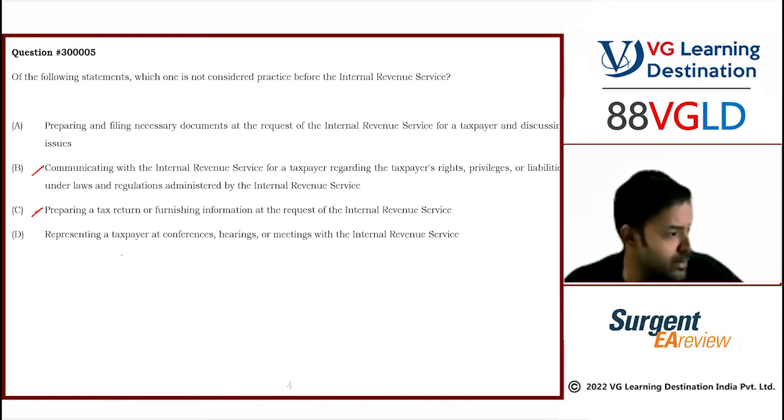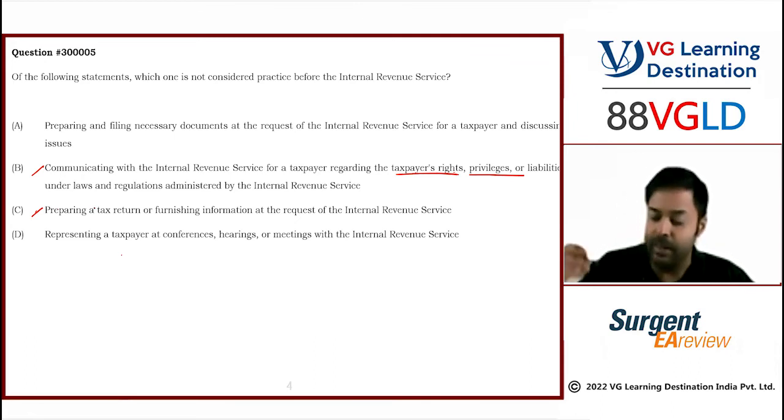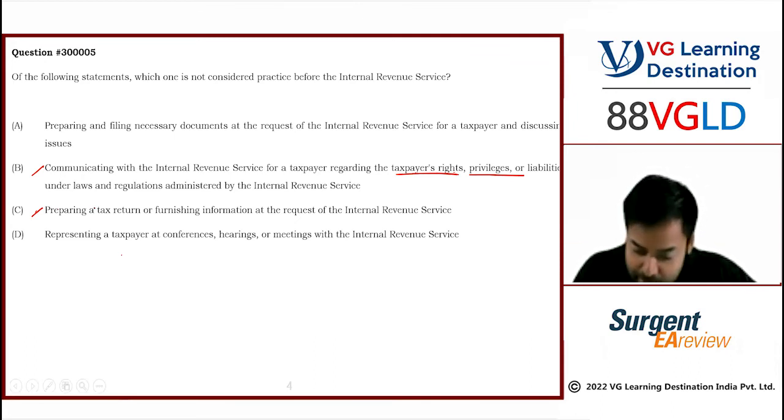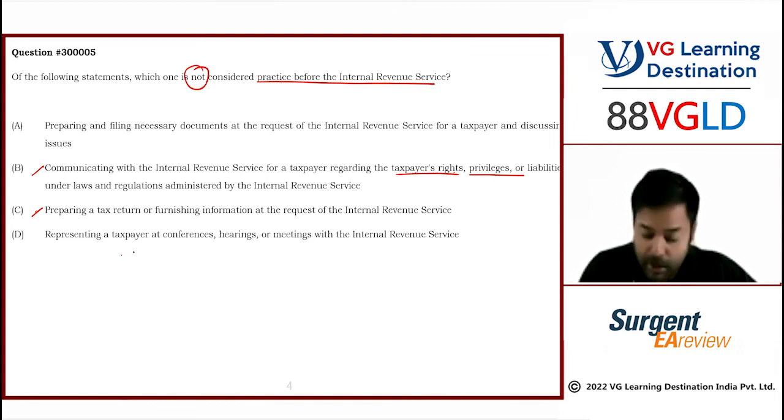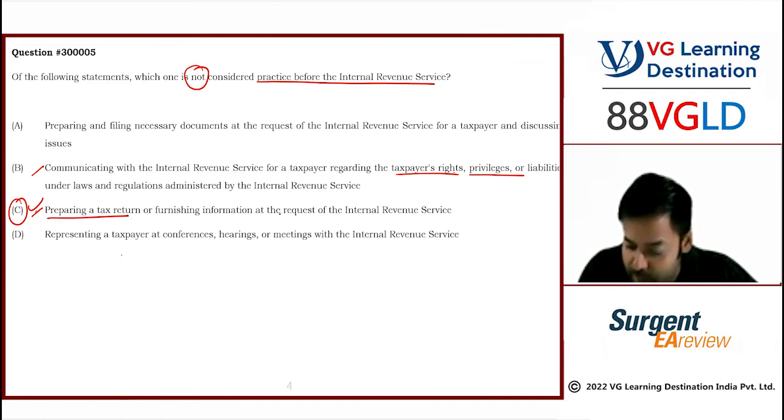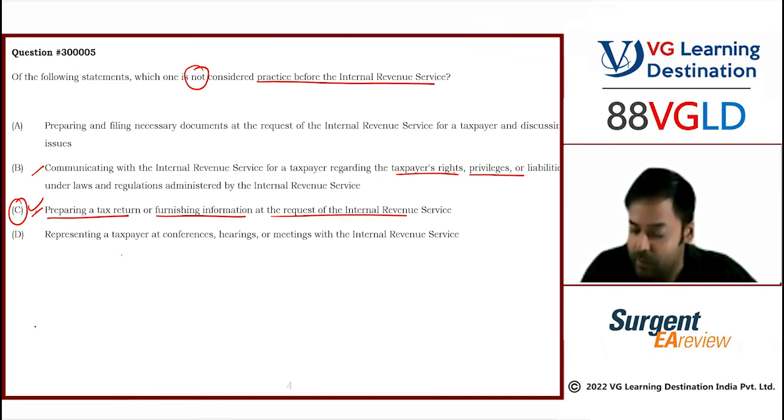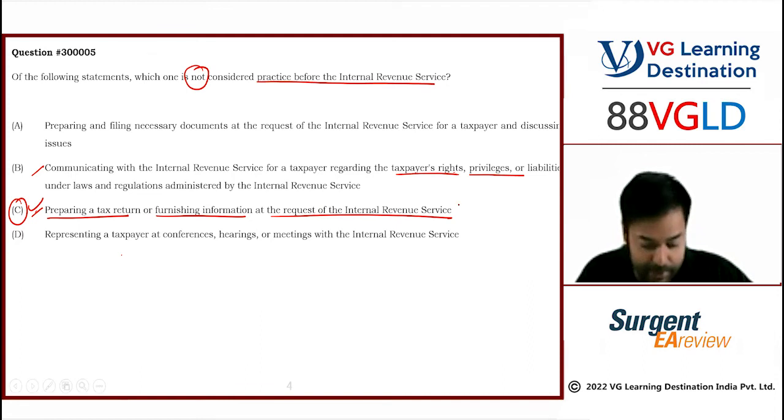If you go back and see practice before the IRS, the first three conditions you will see are the same: the rights, privileges, and anything you're informing the IRS about, that is the practice before the IRS. We are looking for something which is not a practice. C is not a practice. Preparing a tax return or furnishing information at the request of the IRS is not really the practice. Correct. C is the answer.